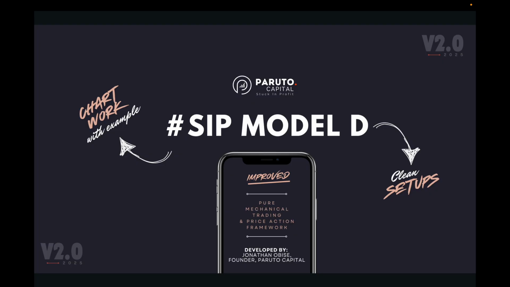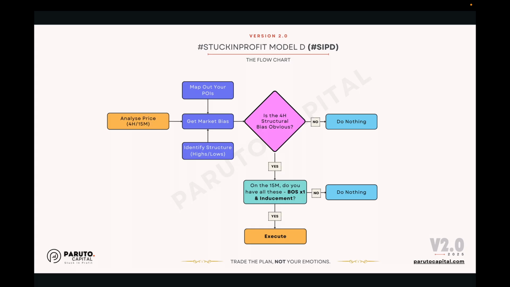Now the last model is SIP model D. Now with model D, you're gonna see what the difference is, but for the flow chart we have the same thing. Analyze price, map out your POIs, get market bias, identify structure. Is the 4 hour structural bias obvious? No, do nothing. Yes, look for this. Do you have all this? BOS times 1 and inducement? No, do nothing. Yes, execute. So let's see what that looks like.